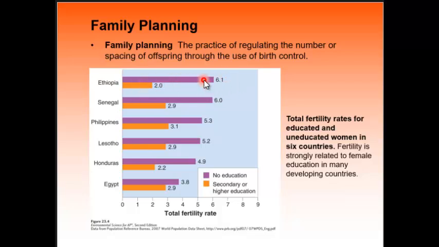6.1 babies for a woman in Ethiopia that has not been educated. A woman in Ethiopia that has gone to school has a fertility rate of about 2. And that's the same for every country. So family planning and education, school-related education, really make a difference for dropping the fertility rate and the birth rate in a country, which will slow down its population growth.